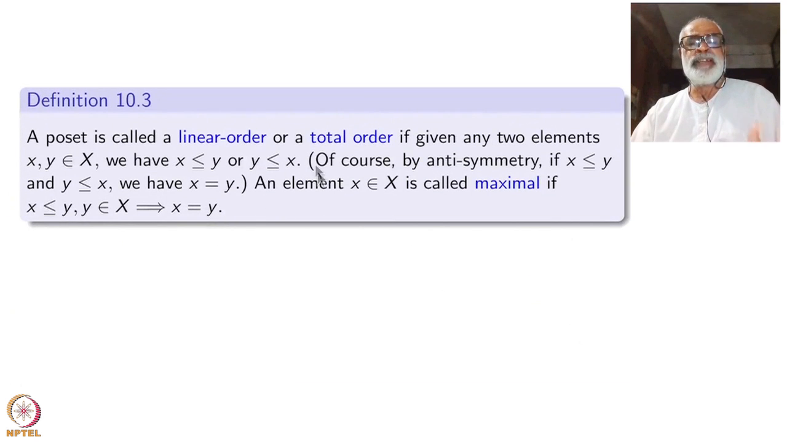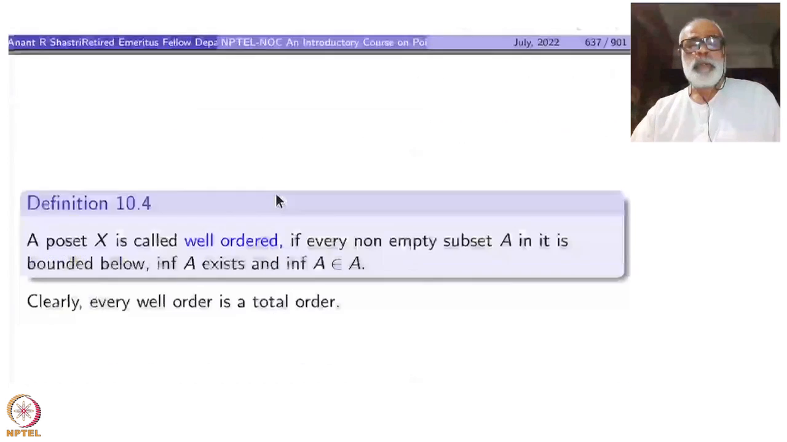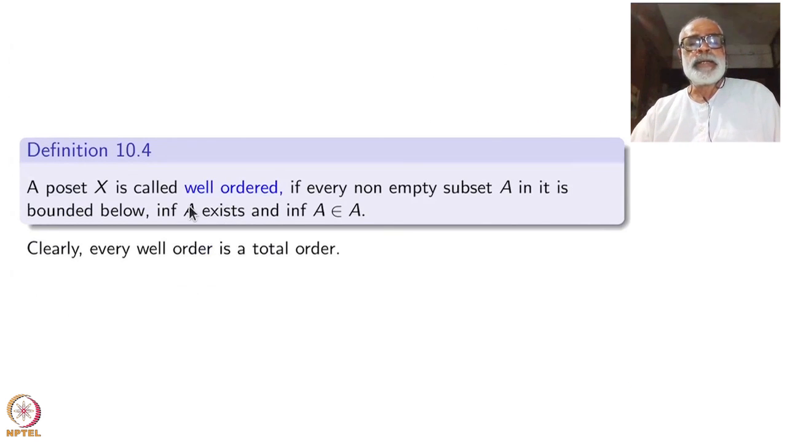I mean, these are different things I am defining. This definition and this total order may not have anything to do with each other. A poset X is called well ordered if every non-empty subset A of it is bounded below. That's not the case for every subset; every non-empty subset must have an infimum, and that infimum must be inside A.